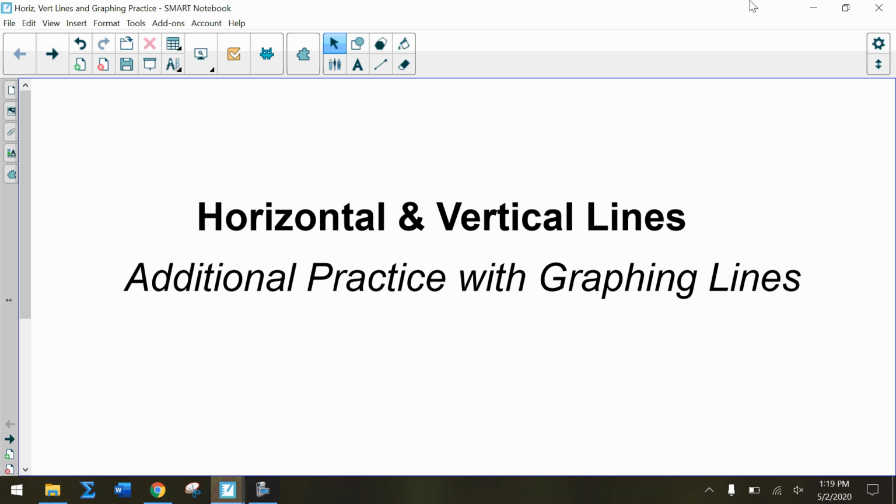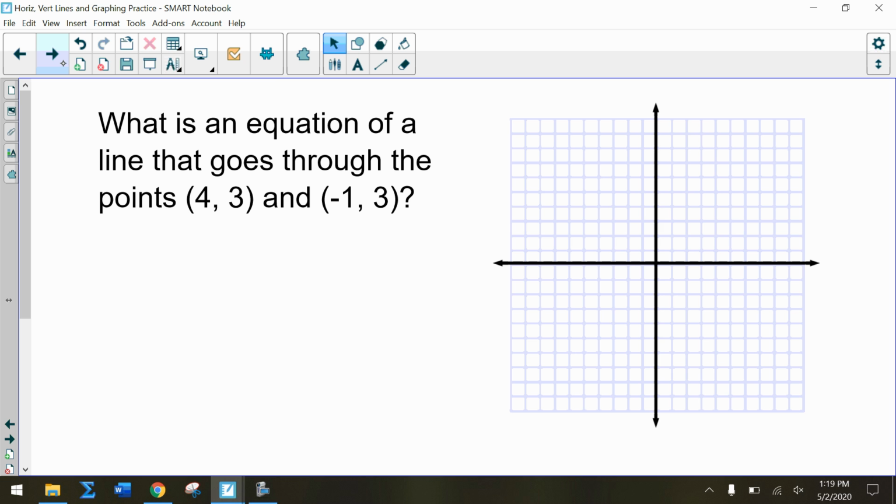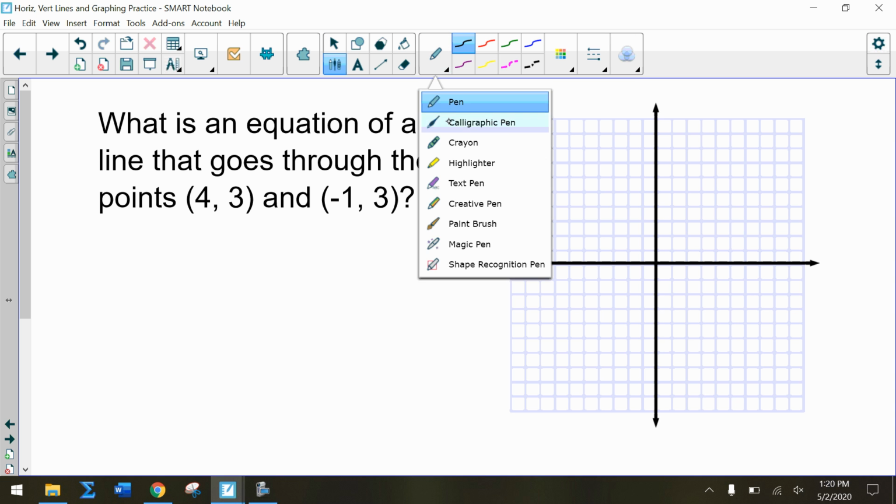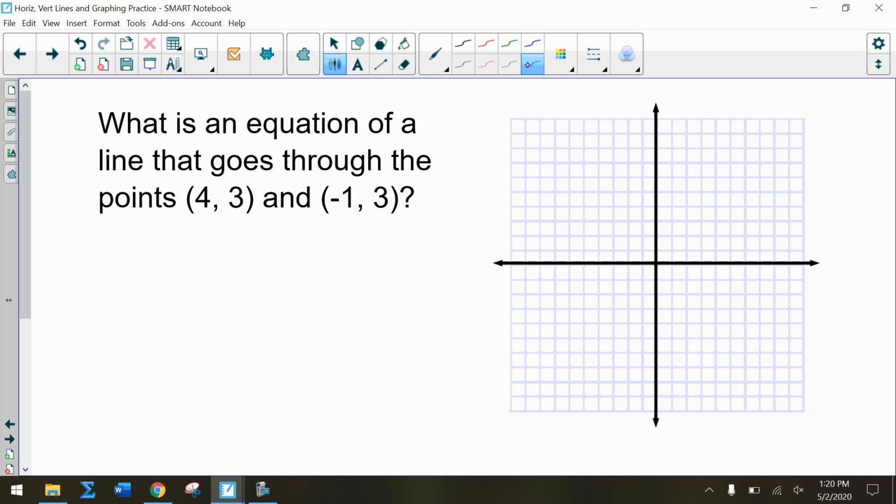So today we're going to continue practicing graphing lines and then also talk about horizontal and vertical lines. Okay, so what is an equation of a line that goes through these two points, (4, 3) and (-1, 3)? So let's plot these. So I have 4, then 1, 2, 3, there's one point, and then (-1, 3). So if I connect the dots, what kind of line is that?